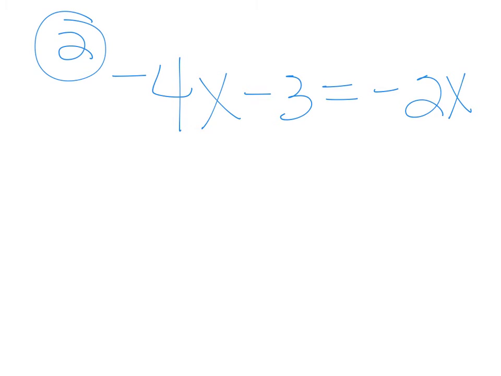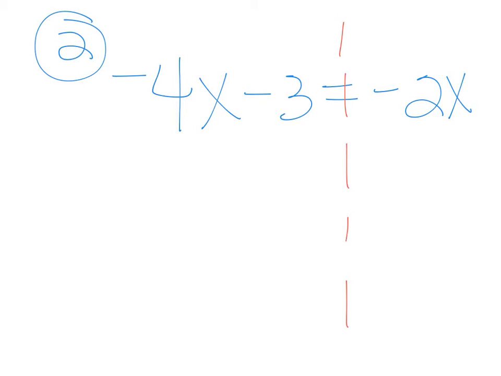Negative 4x minus 3 equals negative 2x. All right, pause the video so that you can try working out the problem. Okay, so the first thing you should have done on this problem was I would draw my dotted line down my equal sign just so I can divide the two sides of the problem. Remember, that's not something you have to do, but that's something I like to do.